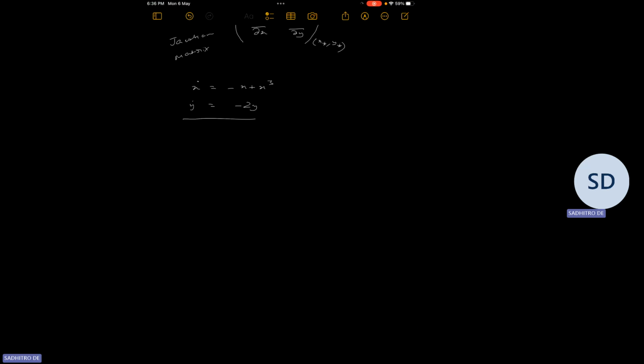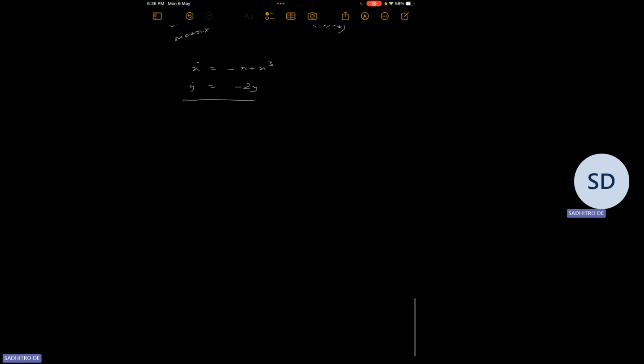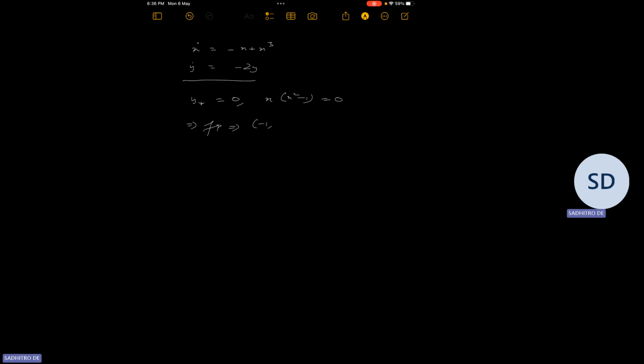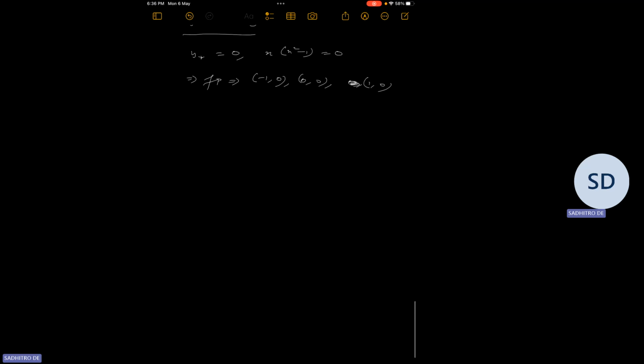So the system is an uncoupled system, and the fixed points of the system are given by y star equal to 0. And from the x dot equation, there are two other fixed points which come up. Those are solutions to this equation. So fixed points are plus, minus 1 and 0. So there are three fixed points of the system, which are (minus 1, 0), (0, 0), and (1, 0). And all three fixed points are along the x-axis.